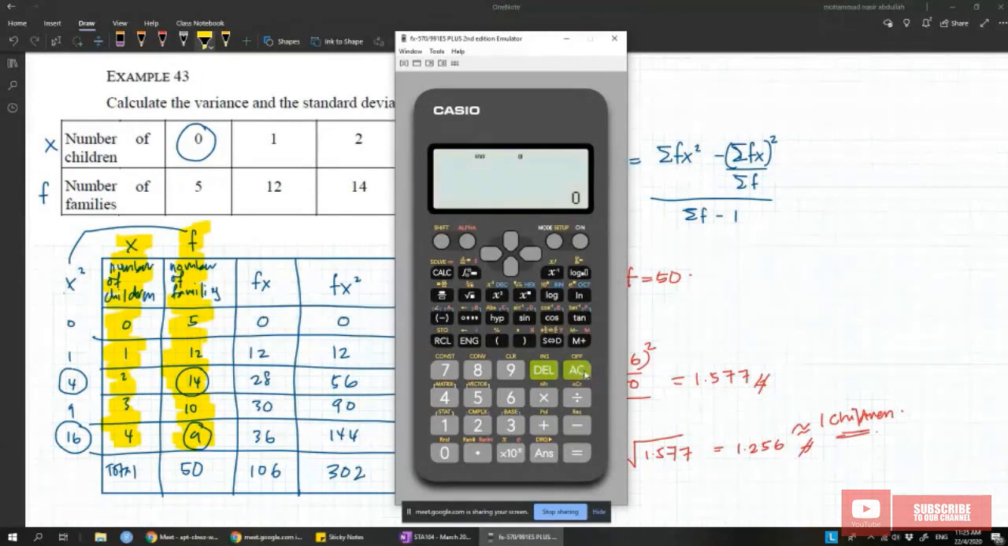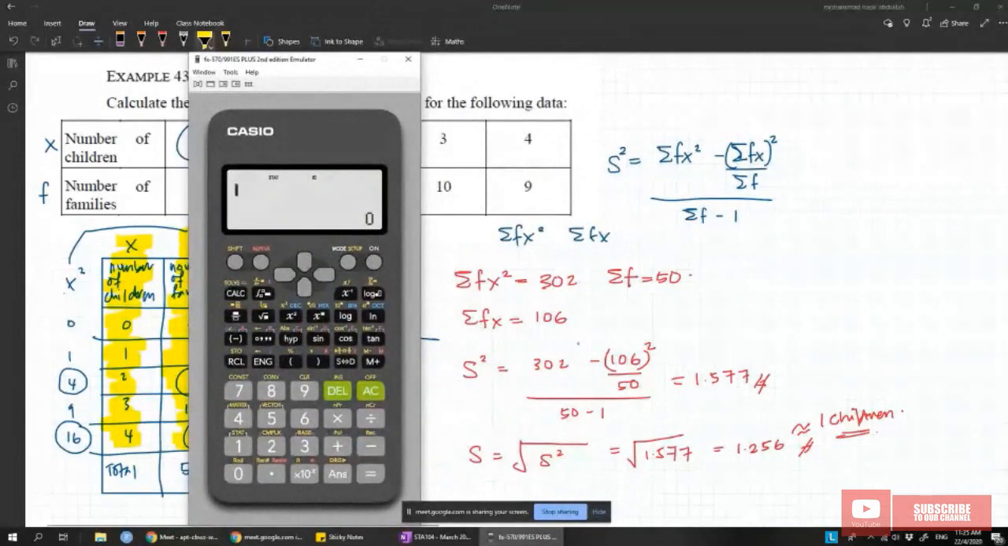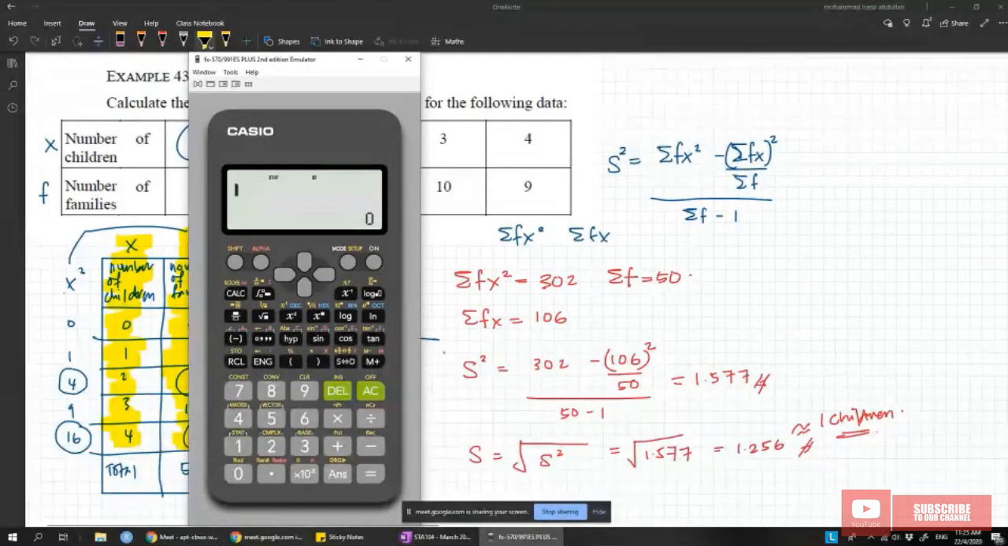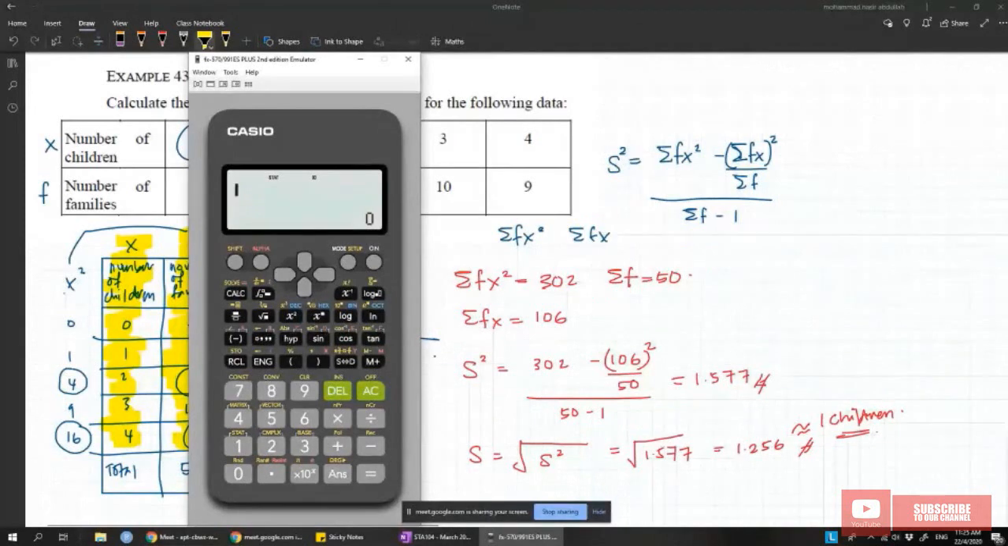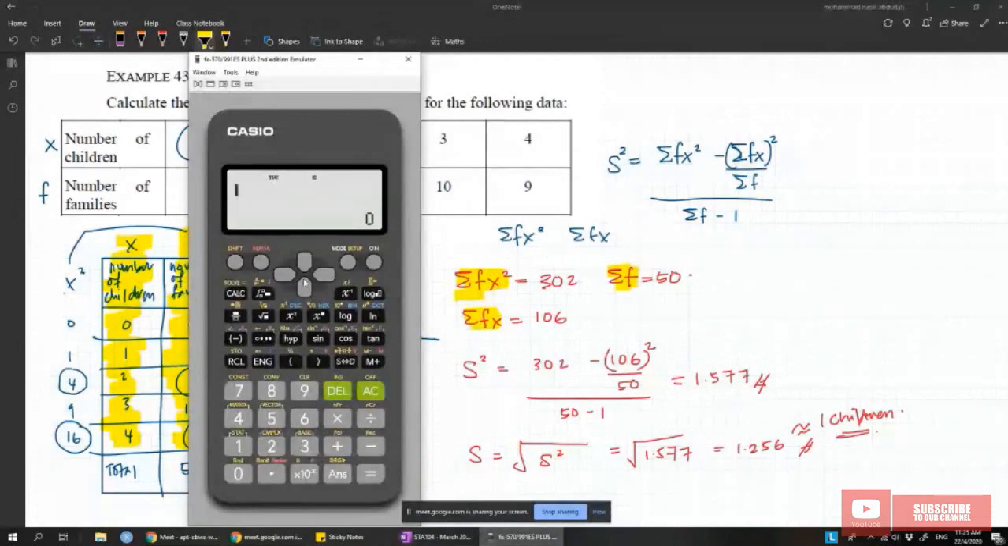So once you have input all the data, press AC. Now what we need in your final exam or your test is that I require you to write down the value of summation of fx square, summation of f, and summation of fx.